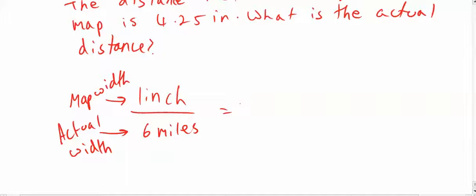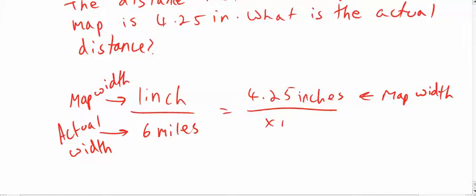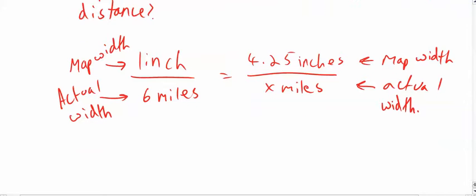Which equals 4.25 inches, sorry, 25 inches, which is the map width again, divided by x miles, because that's what's missing. So the actual width. So you'd have to do cross multiplication to figure this out.